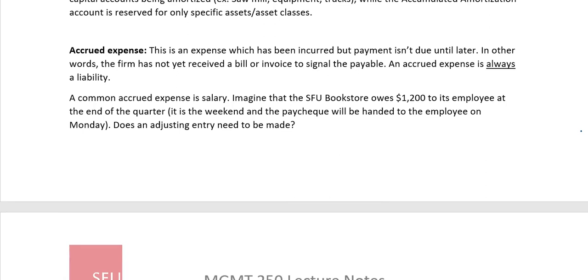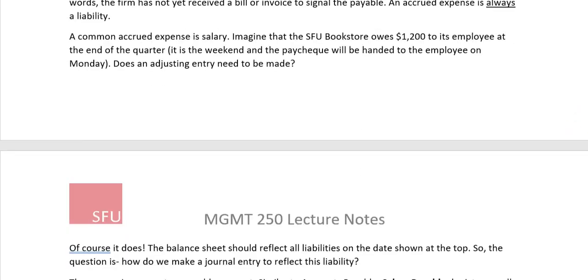Accrued expense is an expense which has been incurred, but the payment isn't due until later. In other words, the firm has not yet received a bill or invoice to signal the payable. Accrued expense is always a liability. A common accrued expense is salary. Imagine that the bookstore owes $1,200 to its employee at the end of the quarter. It is the weekend and the paycheck will be handed to the employee on Monday, does an adjusting entry need to be made?